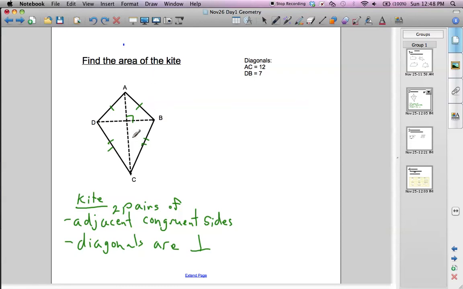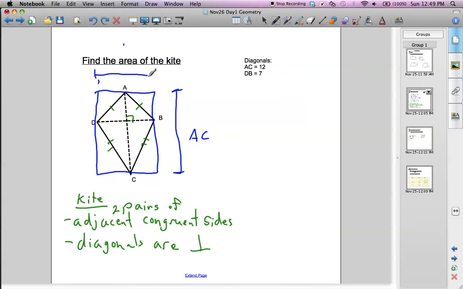If you don't know the kite area formula, here's an easy way to figure it out. The kite actually fits very nicely into a rectangle. Pardon my rectangle, it's a bit squiggly, but we can draw a rectangle around this kite, and we notice that this distance is equal to AC, because it's the same size as AC here. And likewise, up here on the top, this distance of the rectangle is dB.